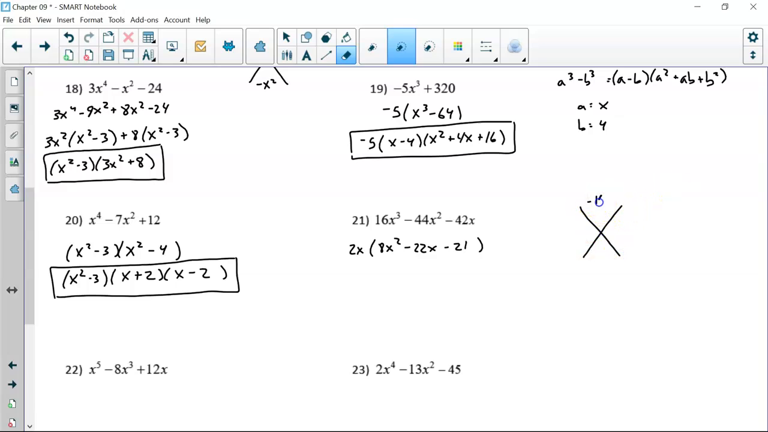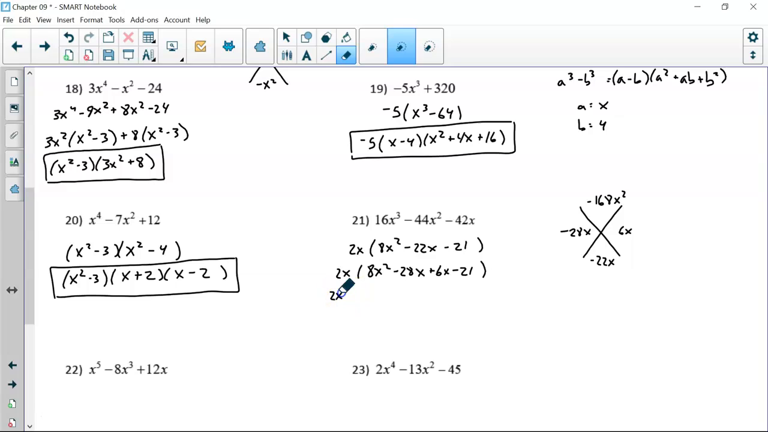That's going to be a negative 168x squared and a negative 22x. Now the numbers that multiply to negative 168 and add to negative 22 are a negative 28x and a positive 6x. So we have 2x, factor by grouping. So we have our 8x squared at the front, and at the end a negative 21, and in the middle negative 28x and a positive 6x.